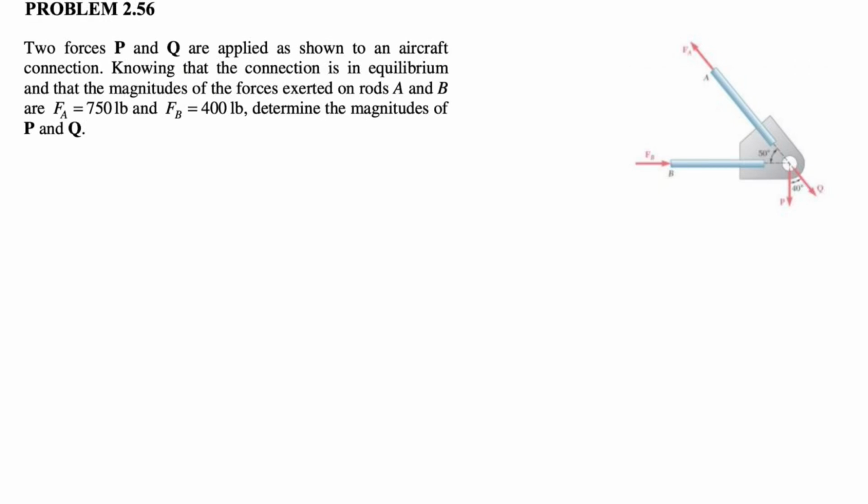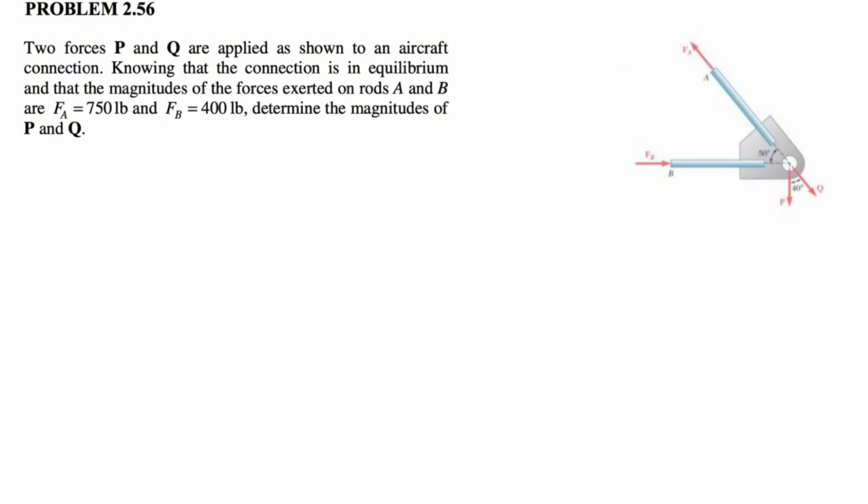We're going to be solving question 56 from the second chapter of the Beer & Johnston textbook, Engineering Mechanics. We have these two forces, P and Q, applied at the connection. We know the connection is in equilibrium, so we have the magnitudes of the forces exerted on rods A and B, and two unknowns, forces P and Q. The question is asking to find the magnitude of these two forces.